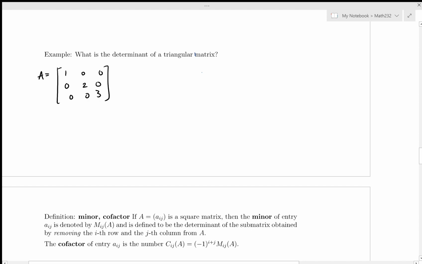Okay, it's I think pretty clear to see that there's only one elementary product that has all entries that are non-zero. So in this case, the determinant of A is 1 times 2 times 3, the product of those elements on the diagonal, which is 6. All the other products will contain at least one 0, so we're done.